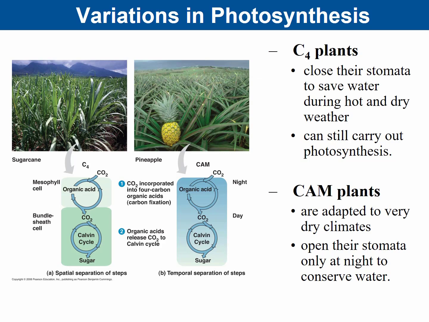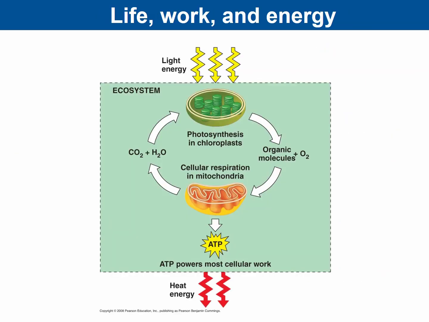And so this is just another variation for photosynthesis. Again, this reiterates that plants and animals are mutually dependent. Animals do cellular respiration, and they take organic molecules like glucose and oxygen and break down the energy that's in the glucose into carbon dioxide and water, and they produce ATP, which powers cellular work.